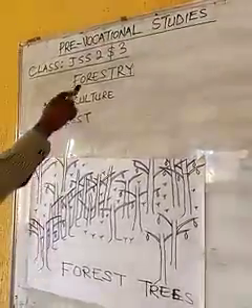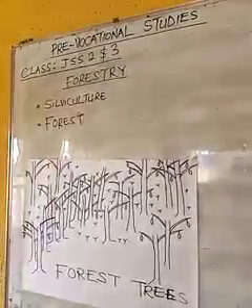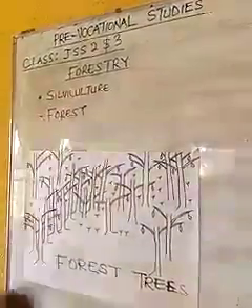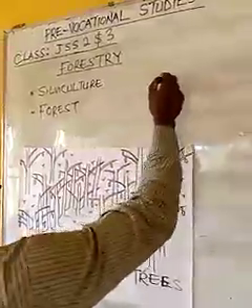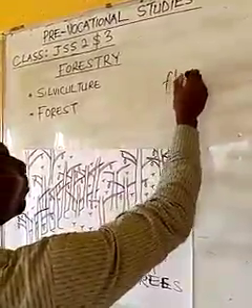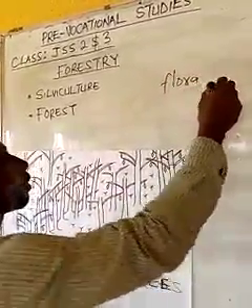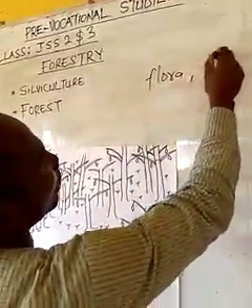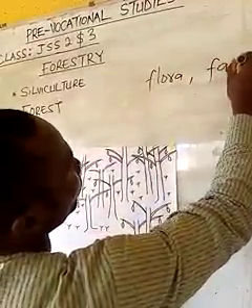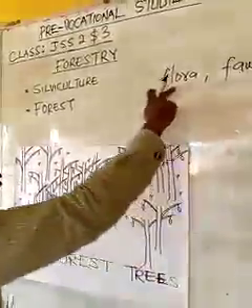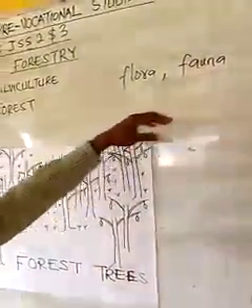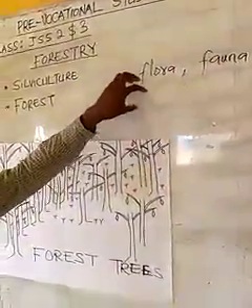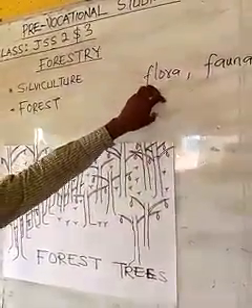So in forestry, it encompasses flora and fauna. Flora and what? Fauna. When I say flora, I'm referring to what? Plant. And fauna is animal and other microorganisms living in the forest.